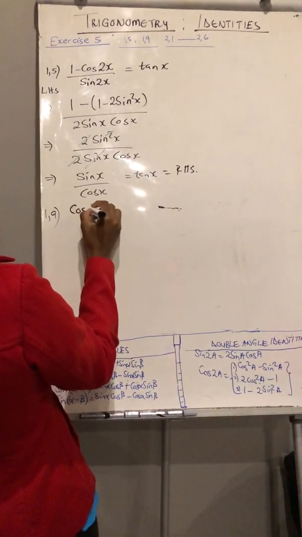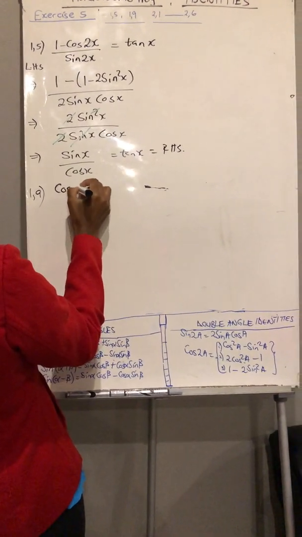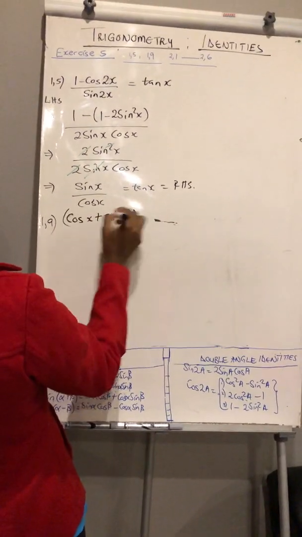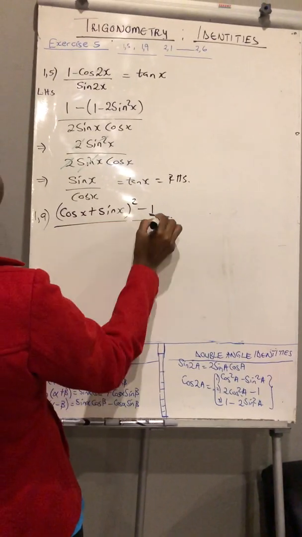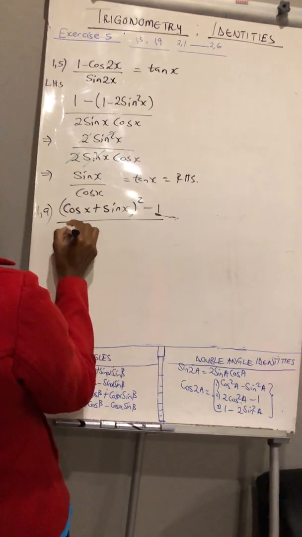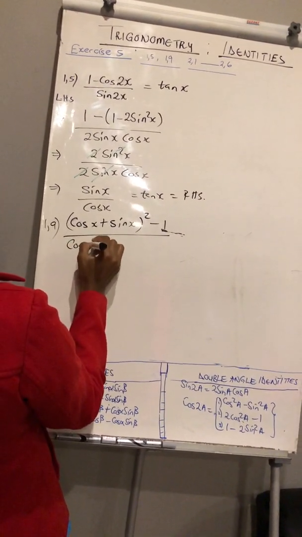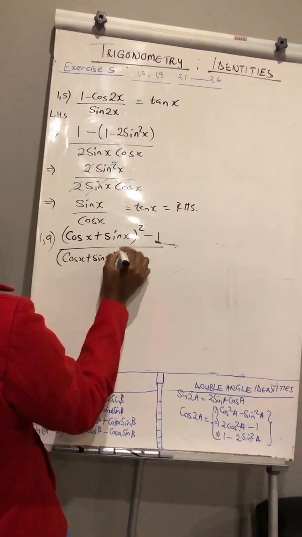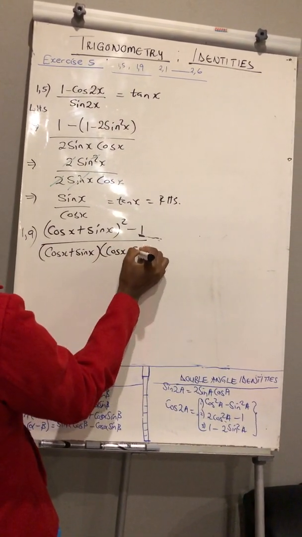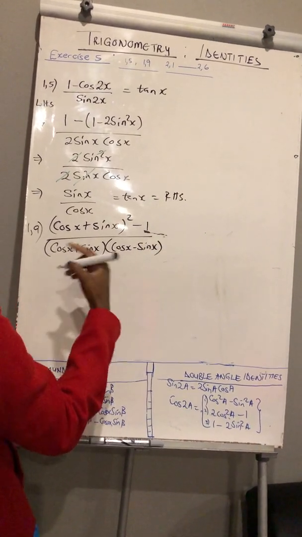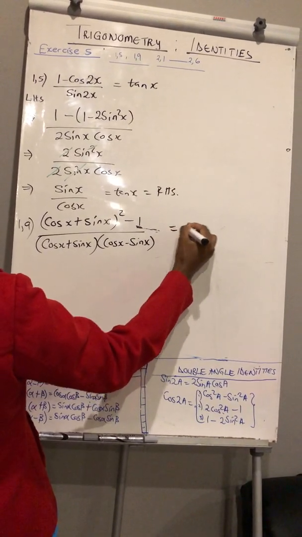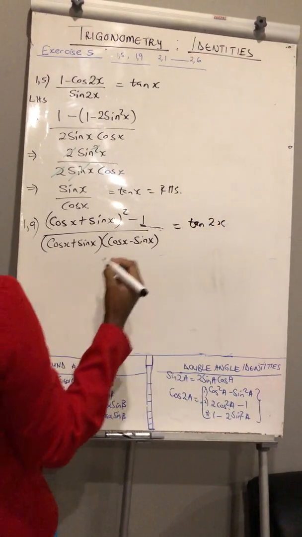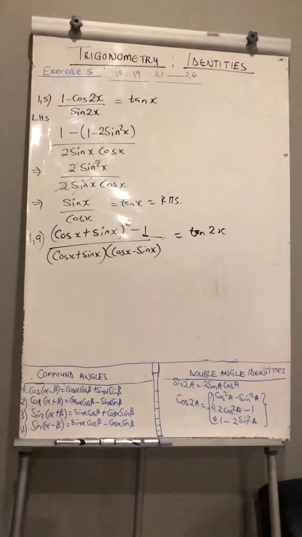So I'm going to take cos x plus sine x squared minus 1, and it is those 2 brackets down here. They say that we must prove that this whole thing is equal to tan 2x. These are the questions that were left on question 1. So let's see what was expected of us here.